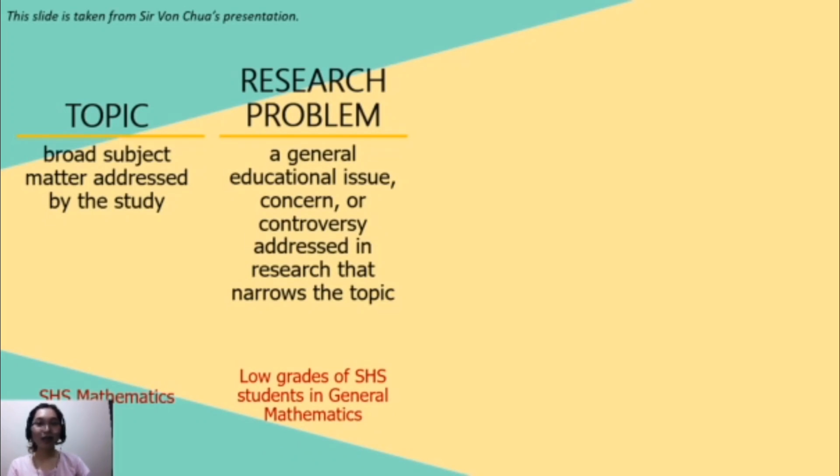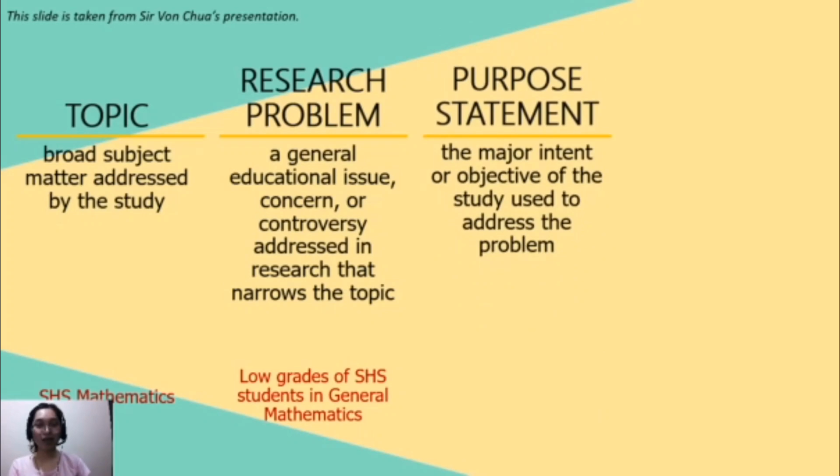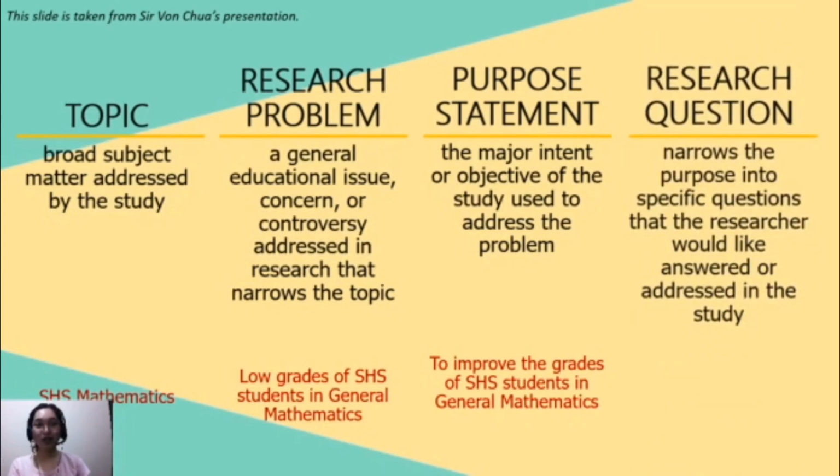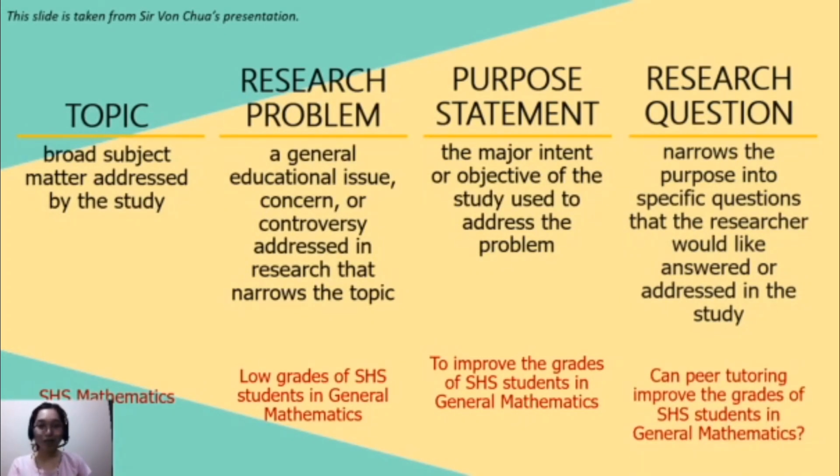For example, the problem is the low grades of senior high school students in general mathematics. Your purpose statement is the major intent or objective of the study used to address the problem: to improve the grades of senior high school students in general mathematics. The research question narrows the purpose into specific questions that the researcher would like to be answered or addressed in the study: can peer tutoring improve the grades of senior high school students in general mathematics?